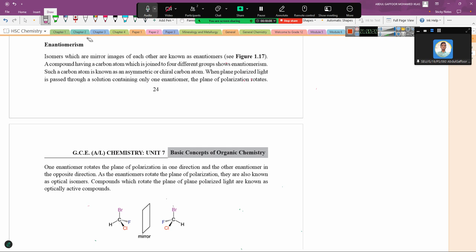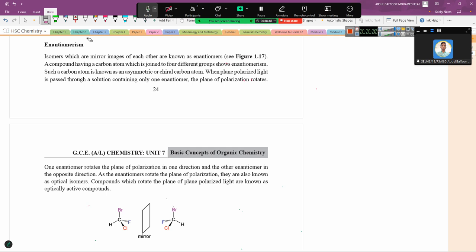Okay, can you explain what you have understood? So enantiomerism is where you have your isomer, and the main part of it is that it is symmetrical, and it has four different groups attached to it, and that when you have the light pass... Okay, I'm not sure about the light part.